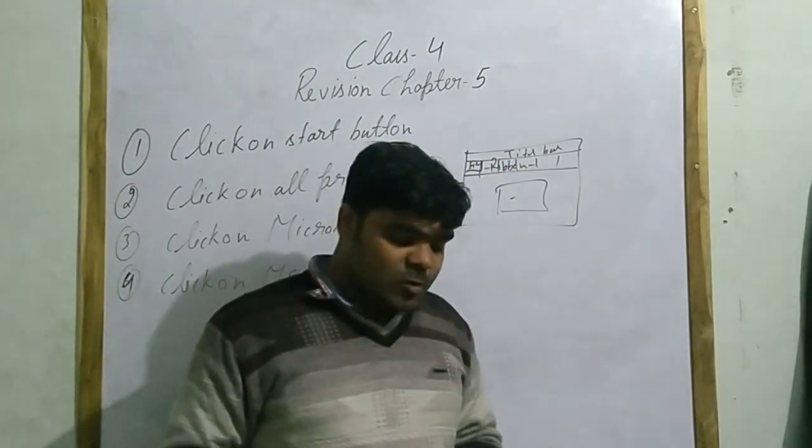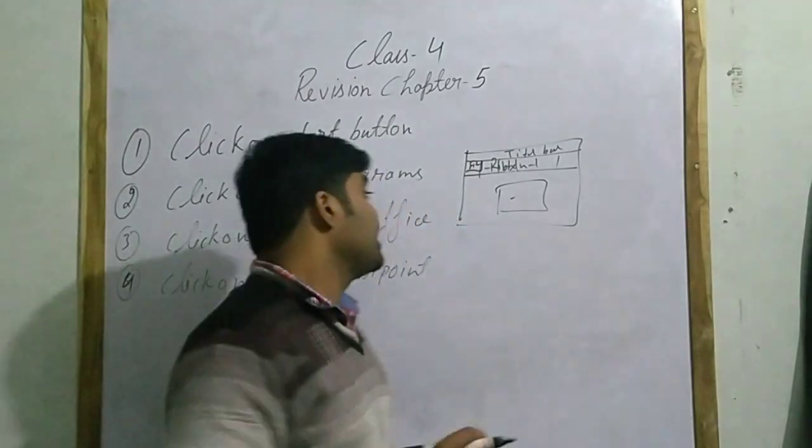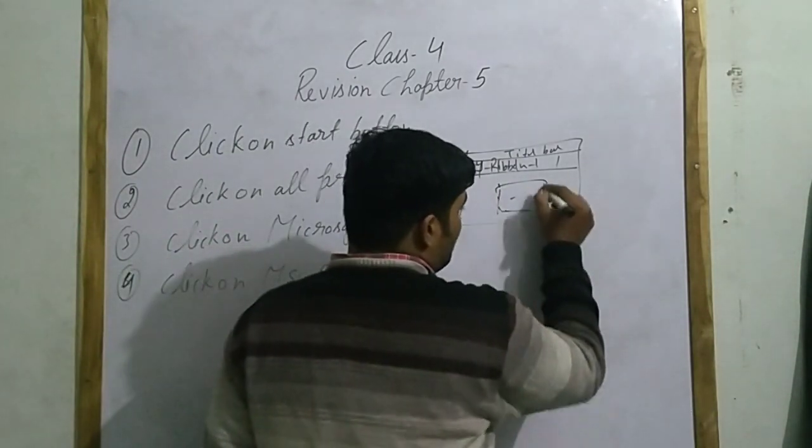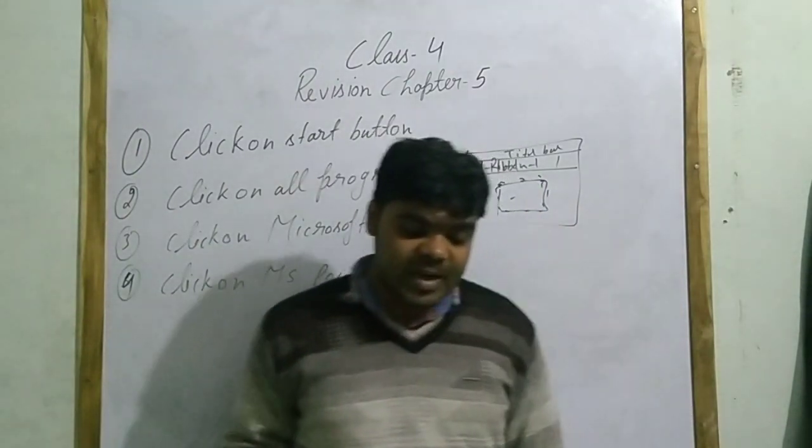After that, your placeholder. A placeholder is a box with dotted borders. The placeholder, this is your box and it is your dotted borders. This is your placeholder. Then your status bar.